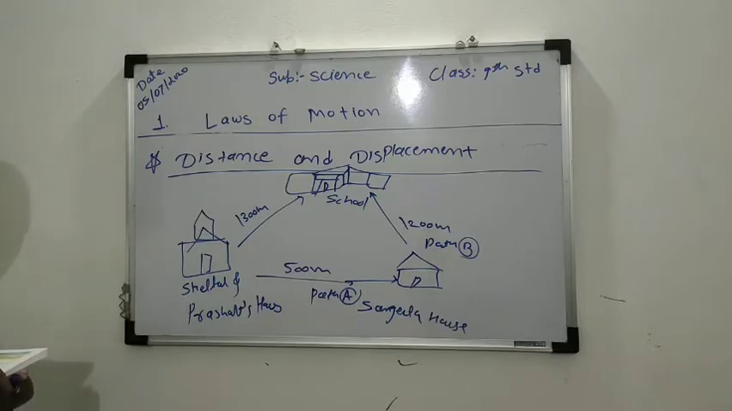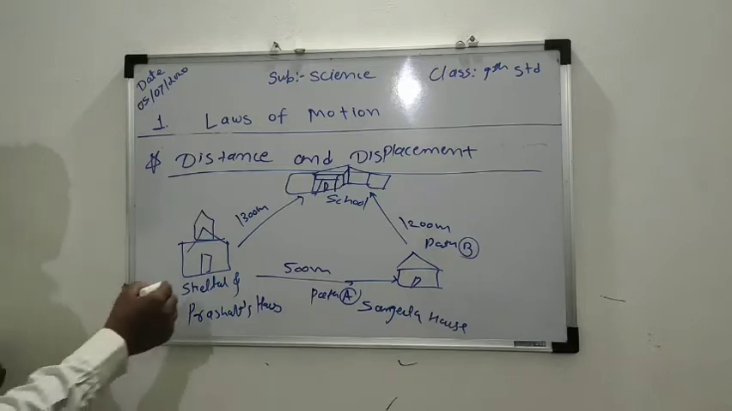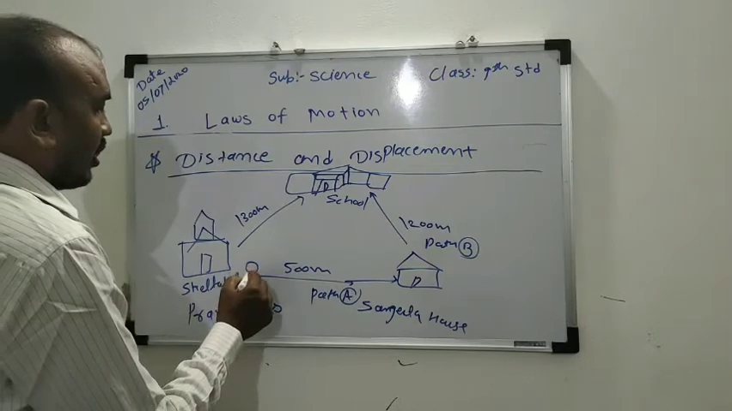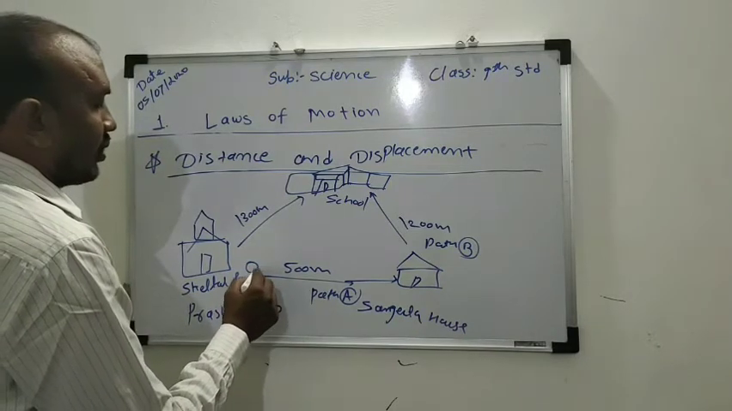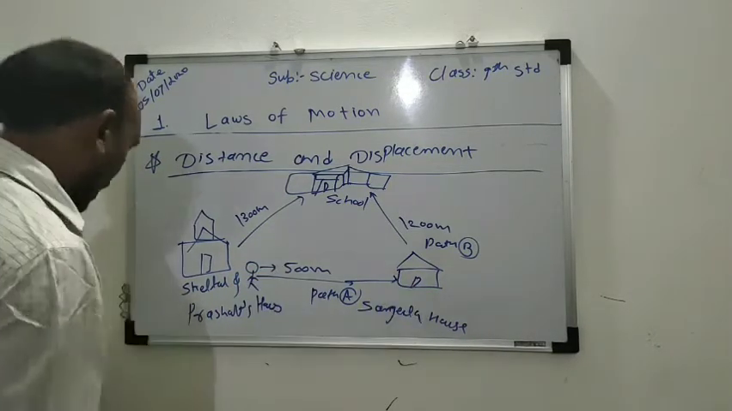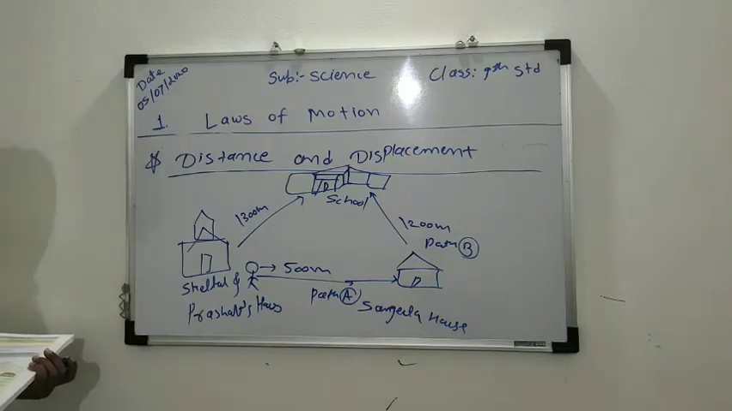So the given situation is that Sital first went to her friend Sangita's house. Suppose this is Sital, and she went to Sangita's house, on her way to school.